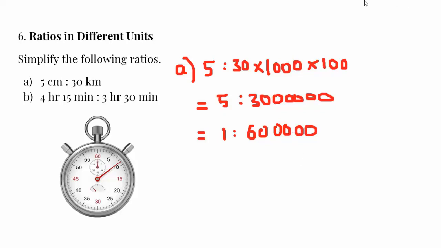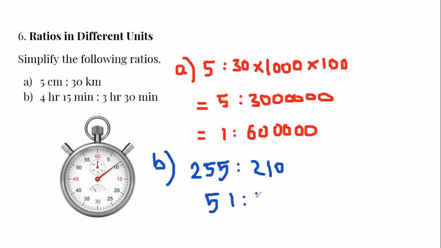4 hours and 15 minutes is to 3 hours and 30 minutes. So it is efficient to use minutes as the common unit. 1 hour is 60 minutes. 4 times 60 gives 240 minutes plus the 15 minutes equals 255 minutes. 3 hours times 60 equals 180 minutes plus the 30 minutes equals 210 minutes. The ratio becomes 255:210, which can be simplified to 51:40 by dividing both the values by 5. Then the simplified ratio can be further simplified to 17:14 by dividing both the values by 3.